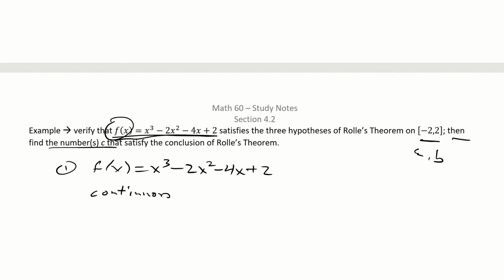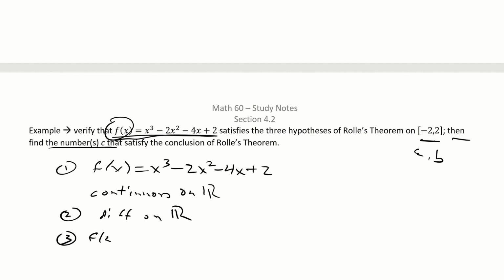In fact, it's continuous on R, so whenever you see a polynomial, it's super easy. It's also differentiable on R. Not just A to B, not just minus 2 to 2, but everywhere. Here's the third one.